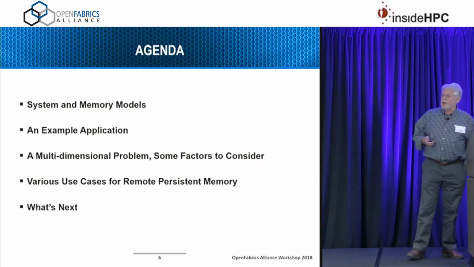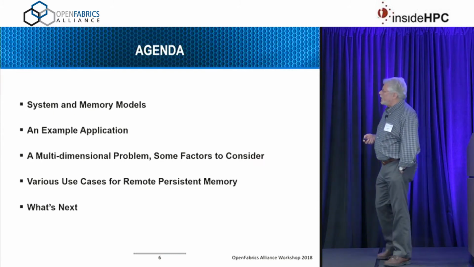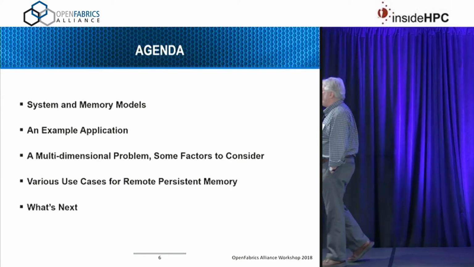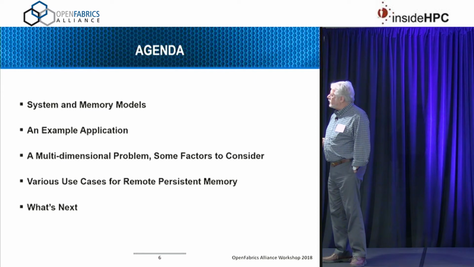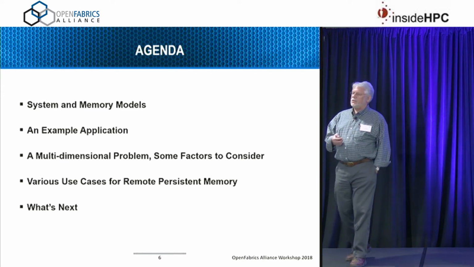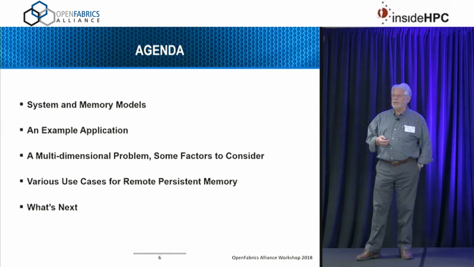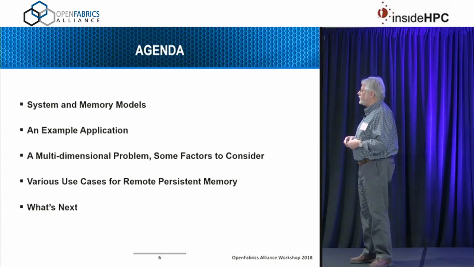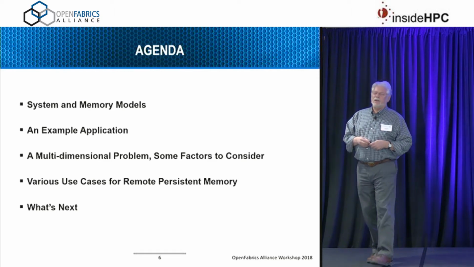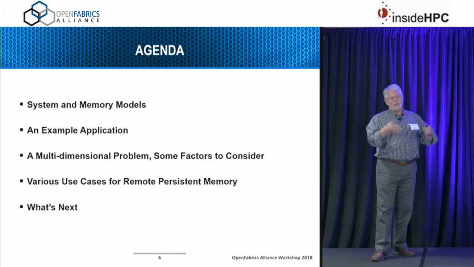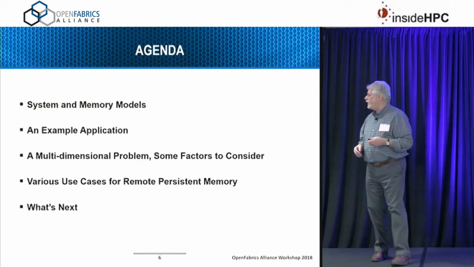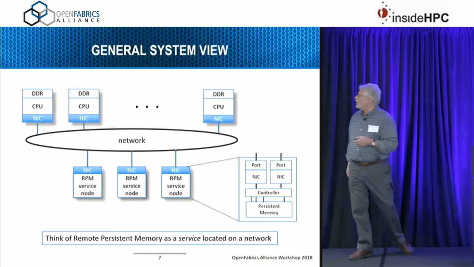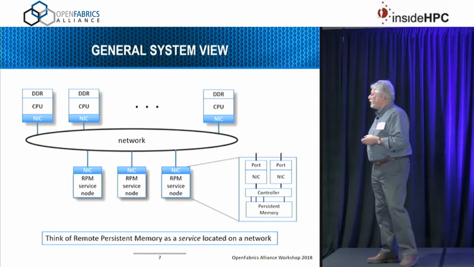All right, those are sort of the ground rules and sort of the context. Let me talk next about what a system model might look like and a little bit of discussion about memory models on top of that. I'm going to wave an example application at you just to sort of convince ourselves that there really is reason for going ahead and spending time on this. We'll talk a little bit about some of the factors that are going to influence us when we start thinking about what the use cases are and how those are likely to impact the implementation of a fabric underneath it. And then we're going to talk about what's next. So general system model, just to get all on the same page here.